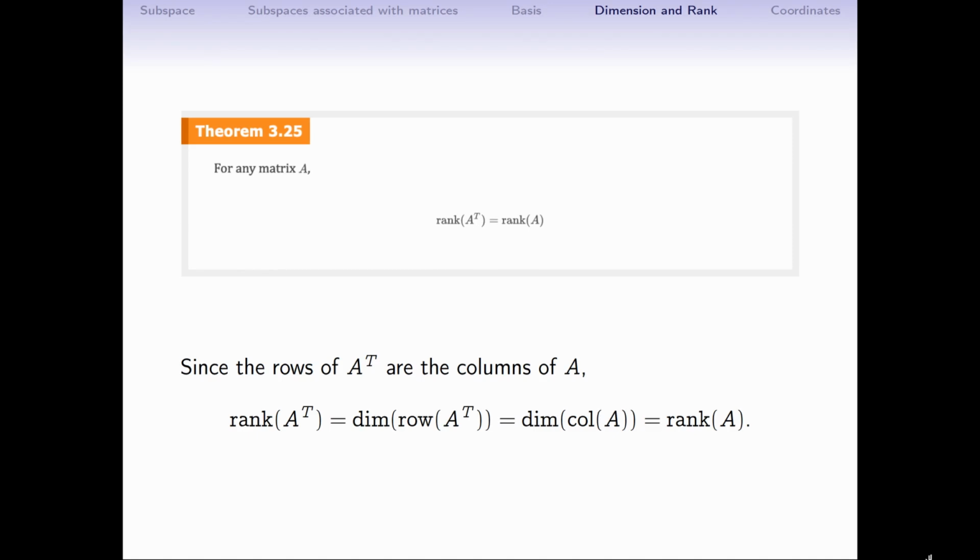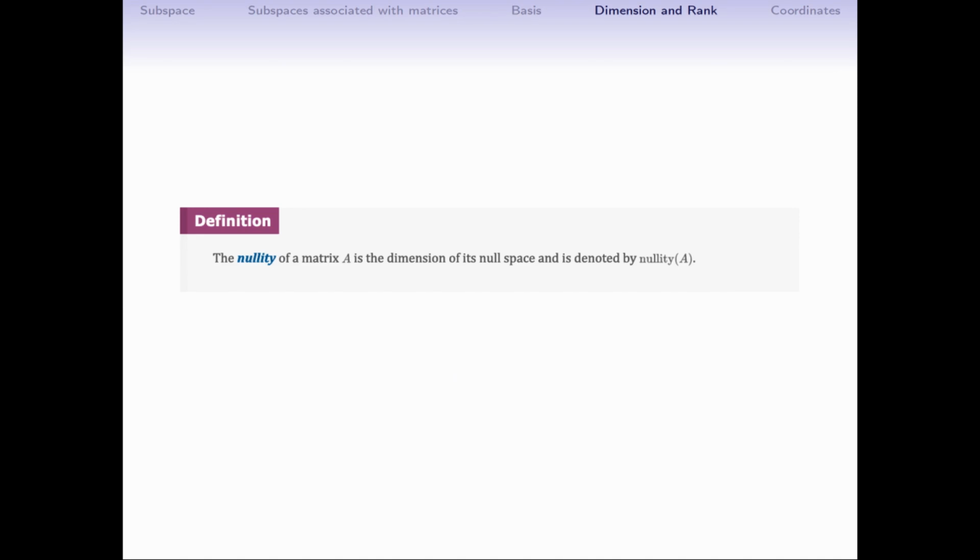So as we've seen, the rank of a matrix A is a very important number associated with a matrix. It can be thought of as the dimension of the row space of A, or it can be thought of as the dimension of the column space of A. Now, here's another very important number associated with a matrix. This is called the nullity. The nullity of a matrix A is the dimension of its null space and is denoted by nullity of A.